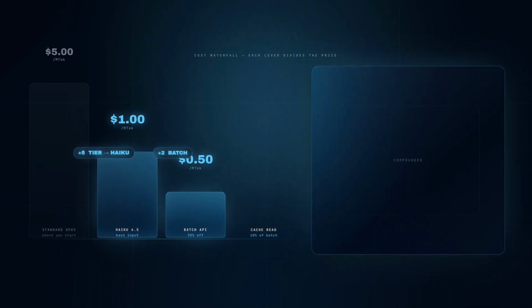Apply a cache read, 5 cents per million input tokens. That is Haiku batch plus cache read, 5 cents per million. Against standard Opus at $5 per million, 100 times cheaper on cached input tokens.